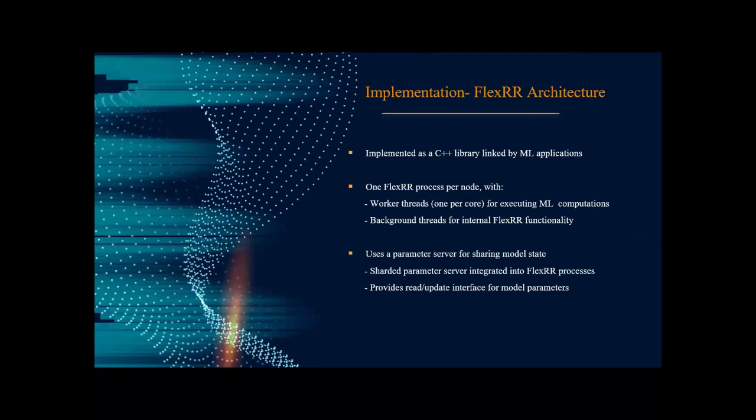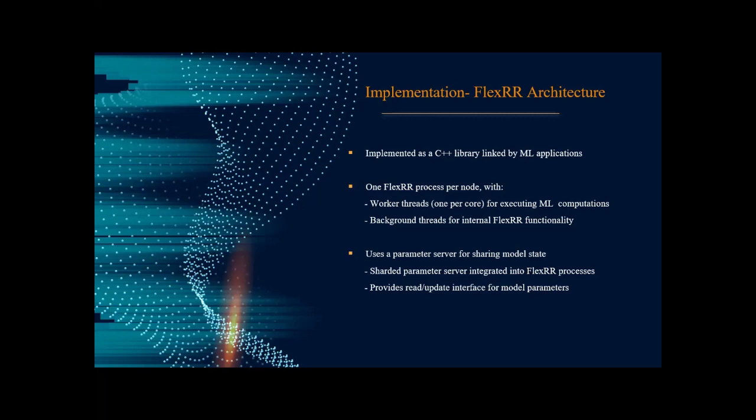Implementation in the FlexRR architecture. We have distributed processing here, where FlexRR uses a distributed processing architecture in which one FlexRR process runs on each node in a cluster. This means that the workload can be divided and processed in parallel on multiple machines.